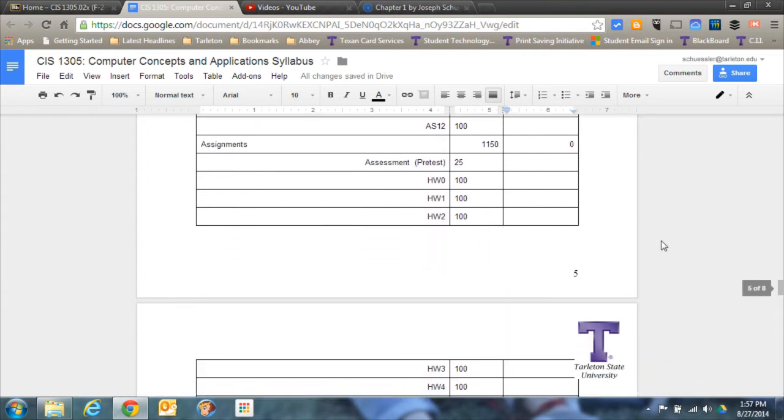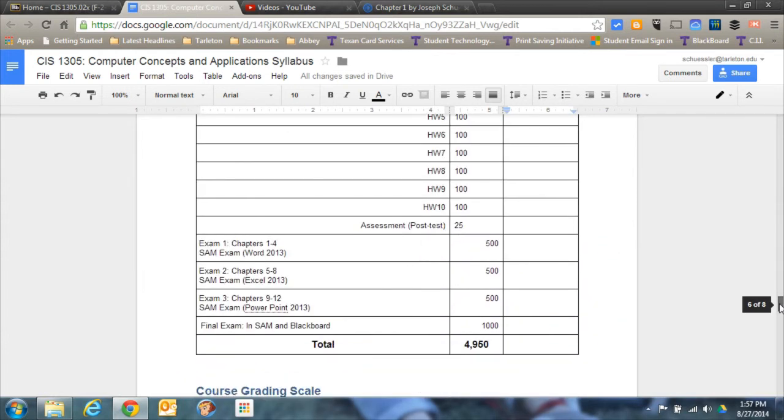As far as assignments, with the exception of homework 0, all of them are in SAM. So you'll see that the pre-tests are worth 25 and all the homeworks are worth 100 points. They're all in SAM except for HW0. Those allow you to submit them 5 times, so you've got 5 attempts to maximize your score there, so you really should have a pretty good homework score as well.